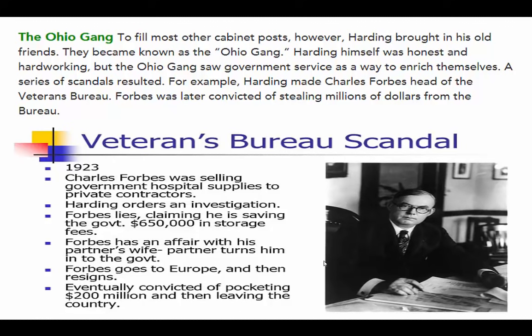Not cool. So number 8, who were the Ohio Gang? They were a bunch of Harding's friends from Ohio. And secondly, on that question, why did they turn out to be the downfall of President Harding? Well, many of them saw their job as a place just to get rich for themselves and not serving the people. And their scandals would lead to the next slide.